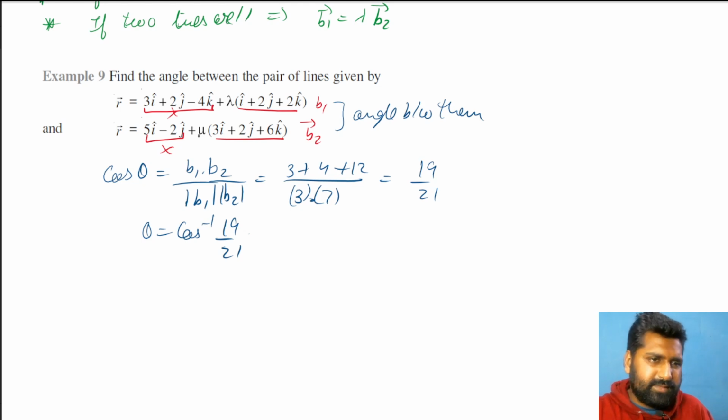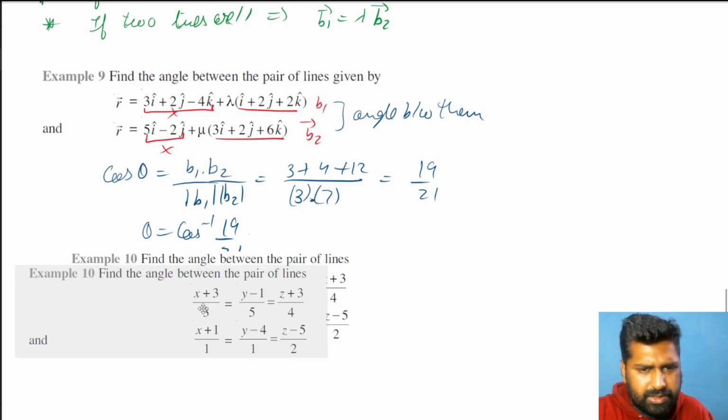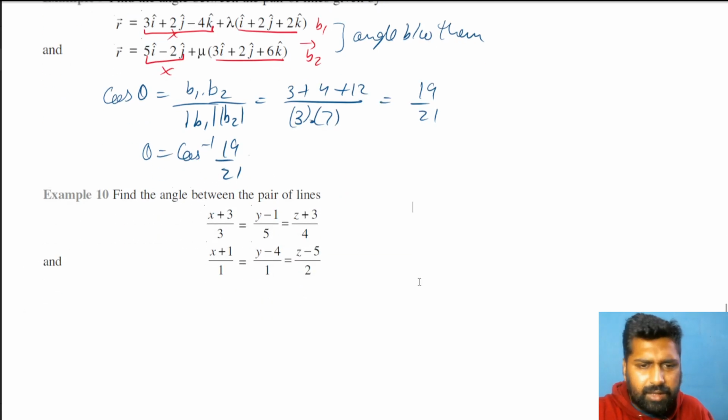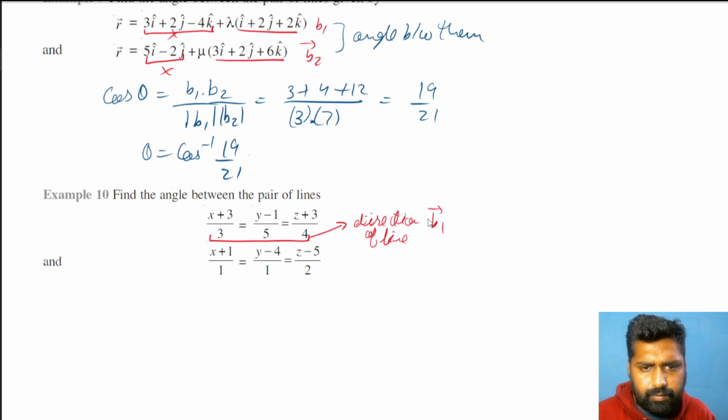Now suppose they want to slightly complicate things. They can give the equation in Cartesian form. Same thing, we have to find only the B vector. Where is the direction of the line? The direction of the lines is given by the components in the denominators. This is the direction of the line, our B1 vector, and this is the B2 vector.